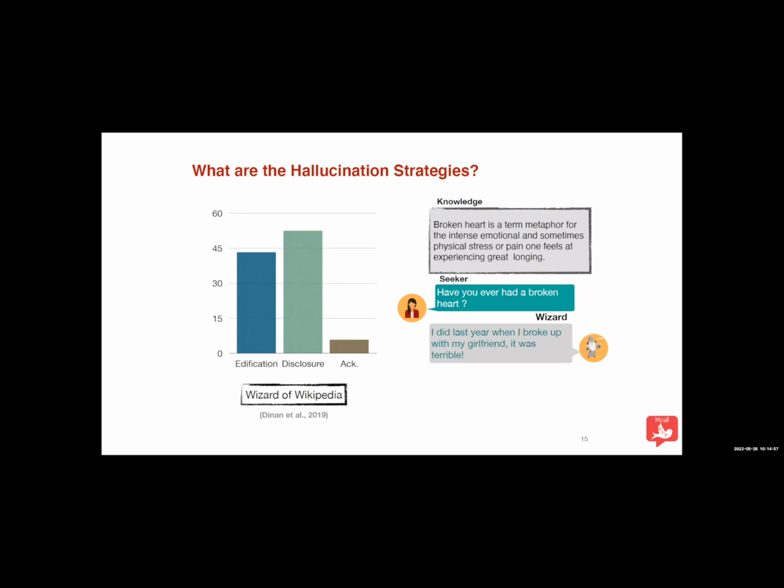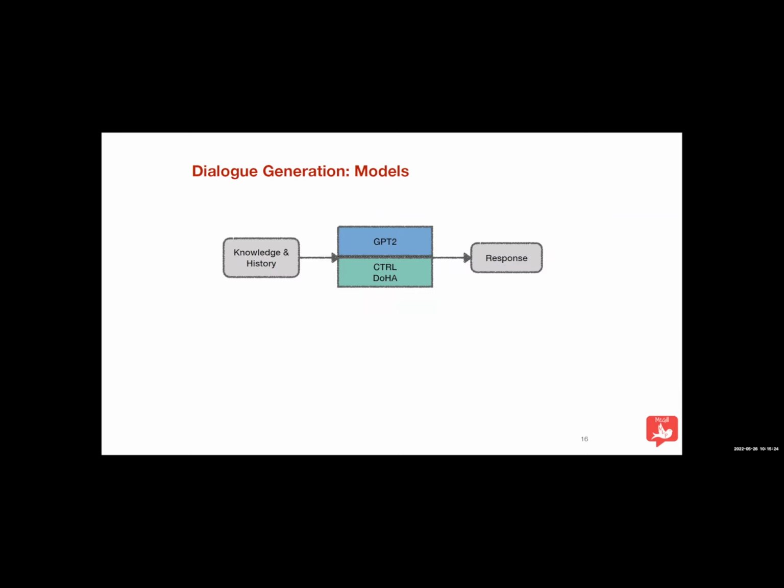And if you go to the next scenario, which is disclosure, here the person is saying, "I did last year, I broke up with my girlfriend," and this is some personal information that cannot be verified by the given knowledge snippet. So this is much more frequent than edification. Do we really want our bots to do this? That's another question. So these are subjective, as I said.